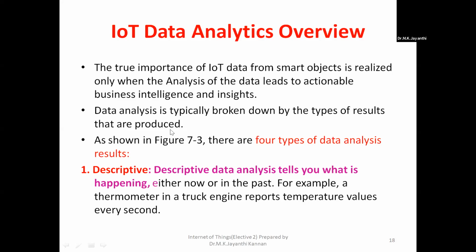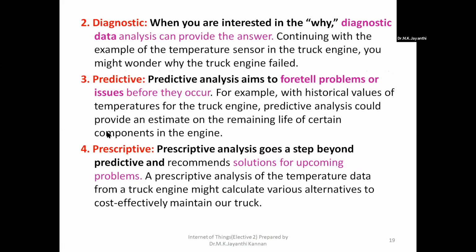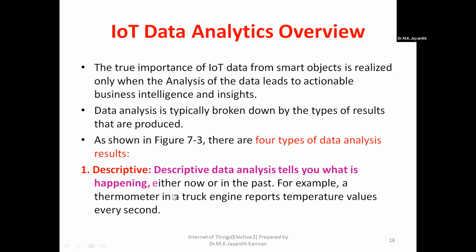So the four types of data analytics results are: the data we are processing can be descriptive, or it can be diagnostic, or it may be predictive or prescriptive data. So what does descriptive data mean? A descriptive data analysis tells you what is happening either now or in the past. For example, the thermometer in a truck engine reports temperature values every second.